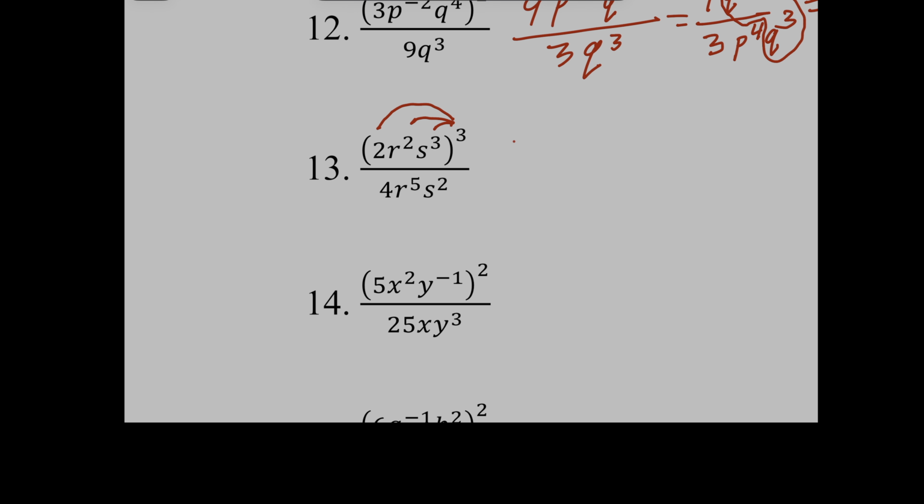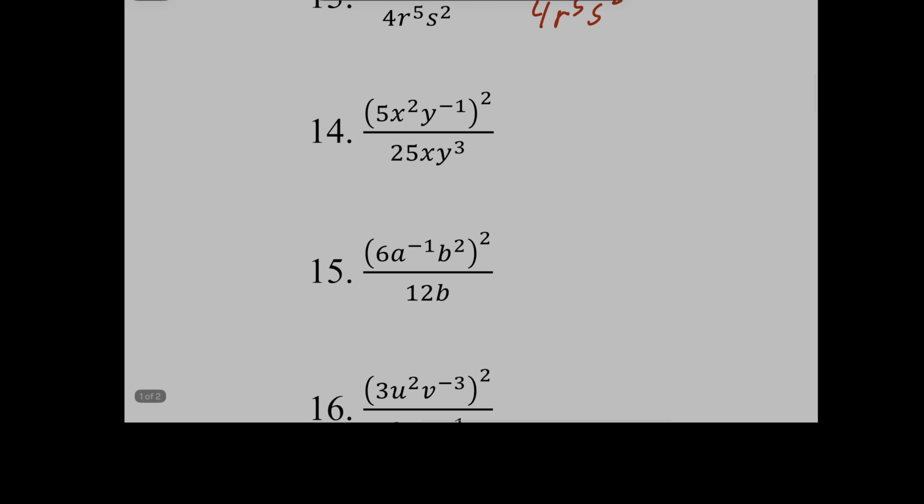What's 2 cubed? Hopefully you've memorized that as 8. 2 times 2 is 4. 4 times 2 is 8. Now, I multiply the exponents whenever I have a power to a power. That's going to become r to the 6, s to the 9. Okay, 4r5s squared. So what's 8 divided by 4? You guessed it, that's 2. Subtract my r's, more is on top, so it's an r to the 1 on top. S to the 9 over s squared, that's going to become an s to the 7th power.